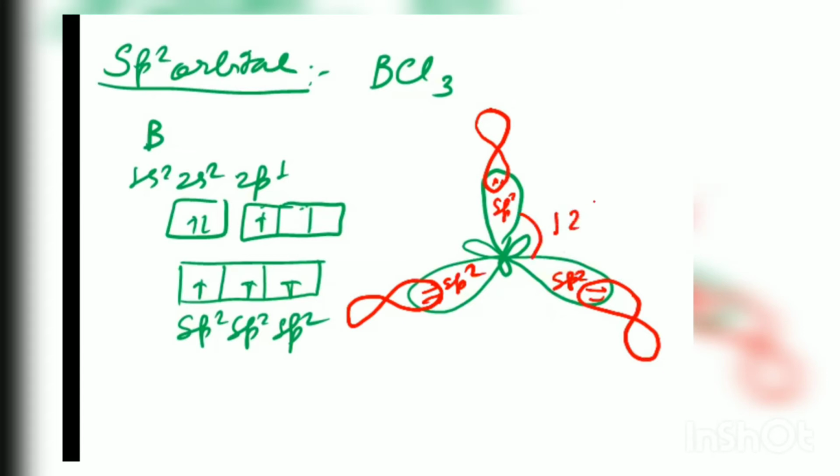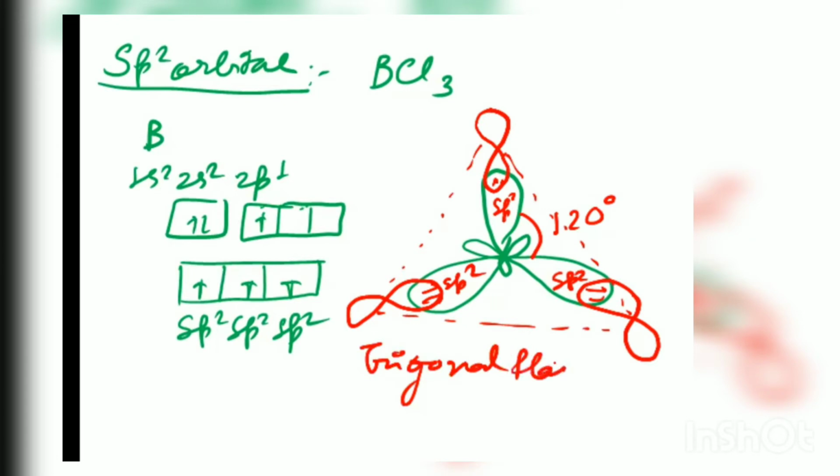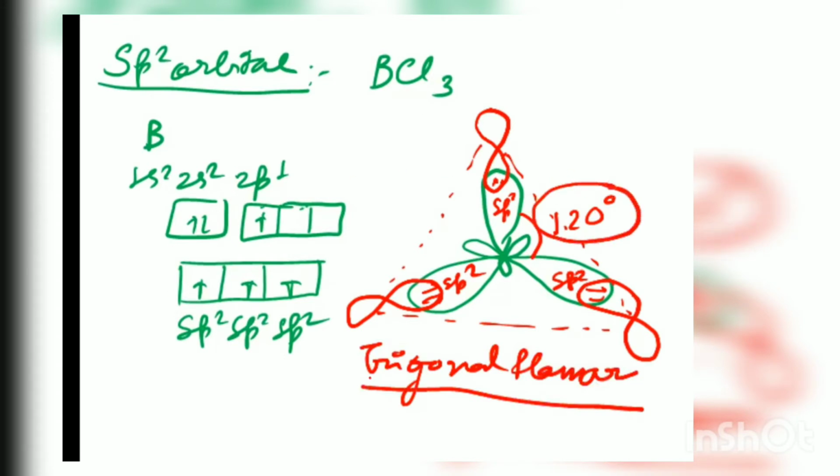What is the angle formed between two bonds? That is our 120-degree angle. And this whole structure, you can see that it forms a planar structure. So what is this planar structure called? It is called trigonal planar. Okay, trigonal planar. So what will be the bond angle of sp2 orbital? That is 120-degree, and geometry will be trigonal planar.